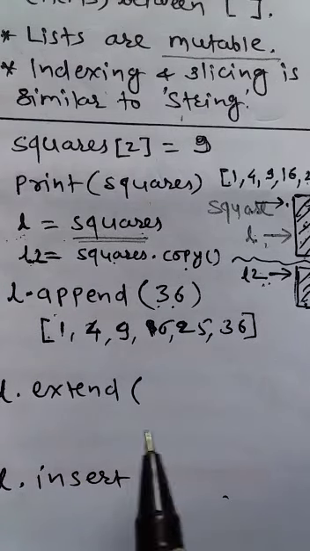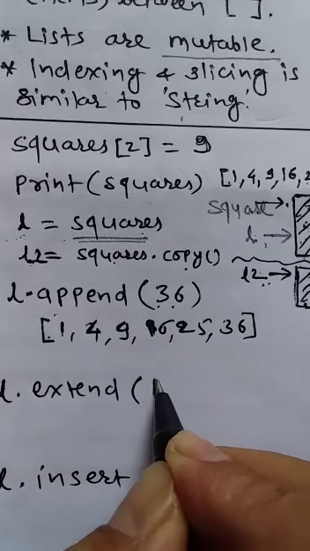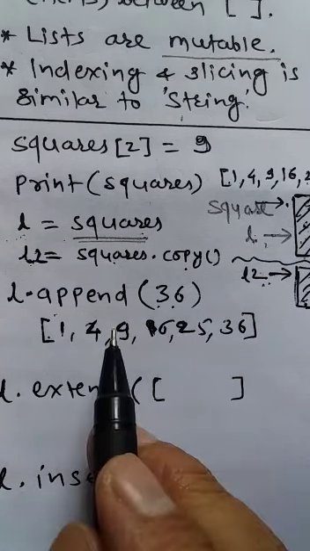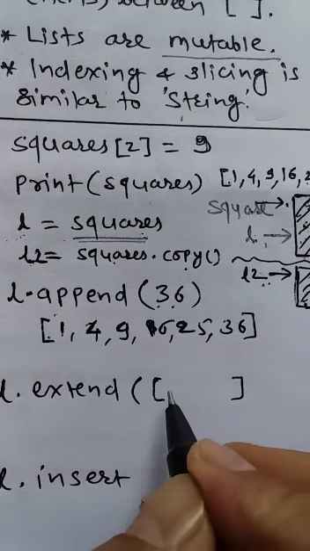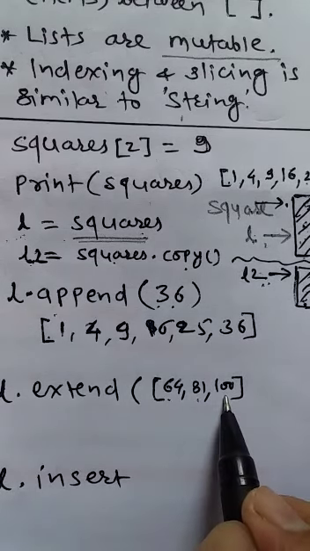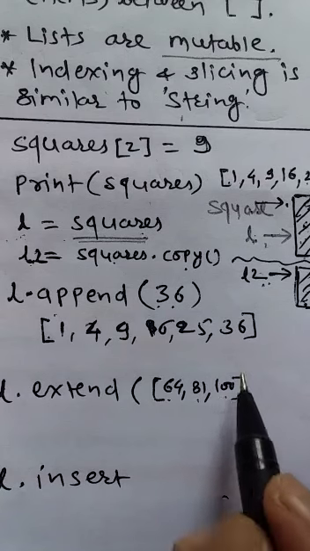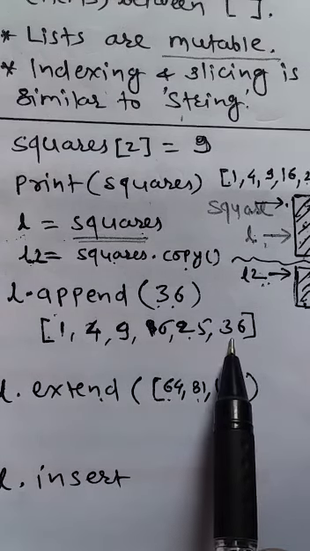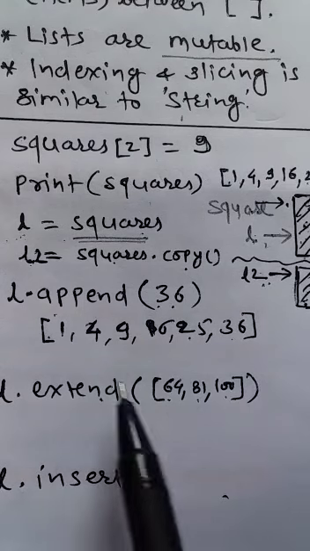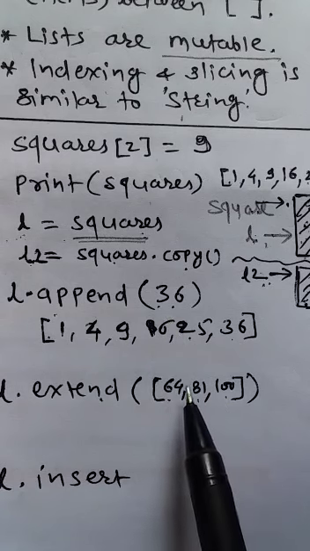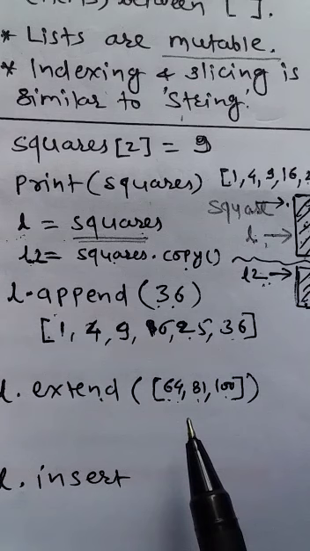There is one more built-in function, that is extend. If I would like to extend this list by adding another list, let us say that list contains the elements 64, 81 and 100, which are the squares of 8, 9, 10. This additional list I would like to add to this list. So after this, what does our list contain? It contains the elements from 1 to 36, then 64 to 100. So how many elements are there in total? 9. Now here we are missing one element, that is after 36 and before 64, which is 49.